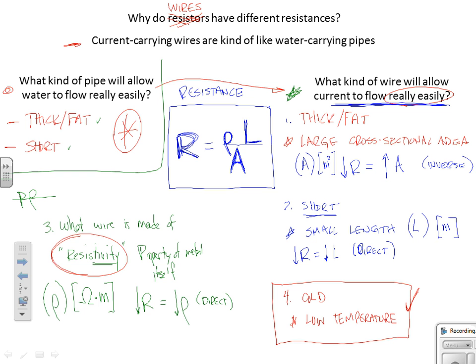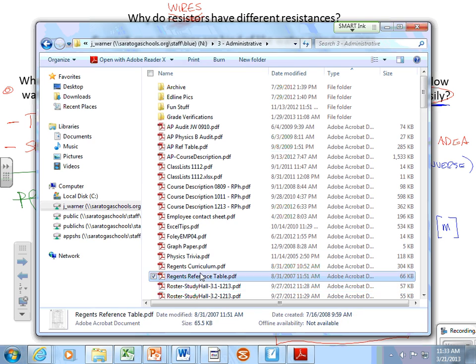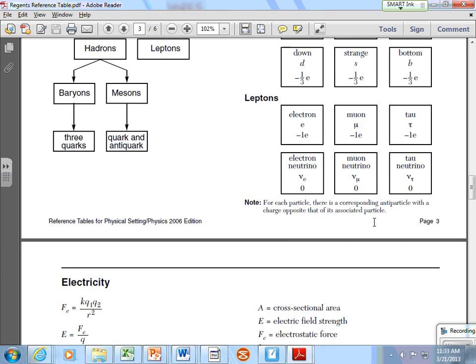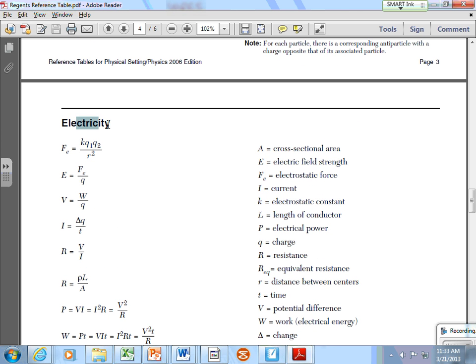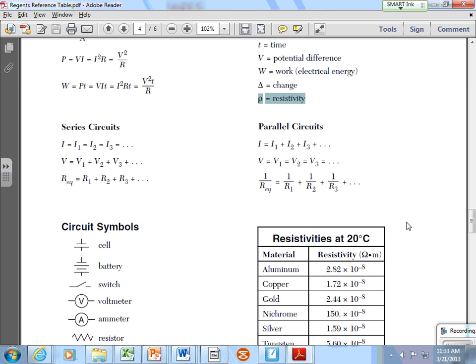So when you open up your reference table to the electricity section, first of all, you'll see that on the right side there's a whole list of variables and what symbol means what. So that's a nice reference. And you'll also notice there's a table of resistivity values. Go down to the electricity part, right? So here's where it tells you what's what. Capital R is resistance, rho is resistivity, and here are these resistivities.